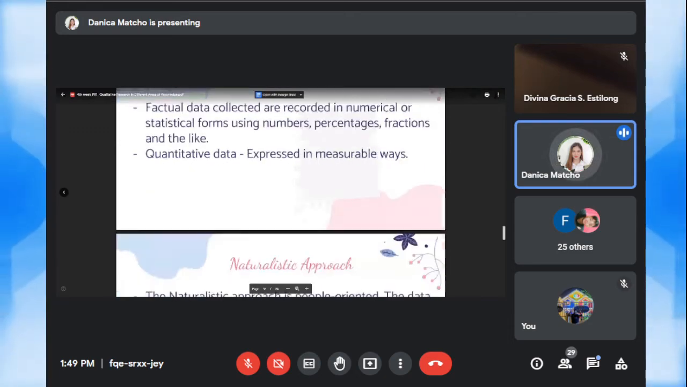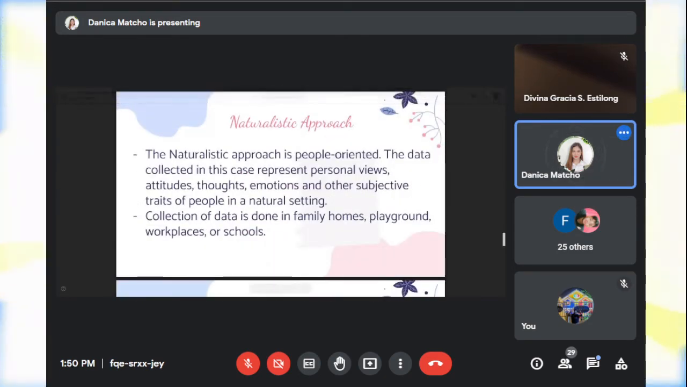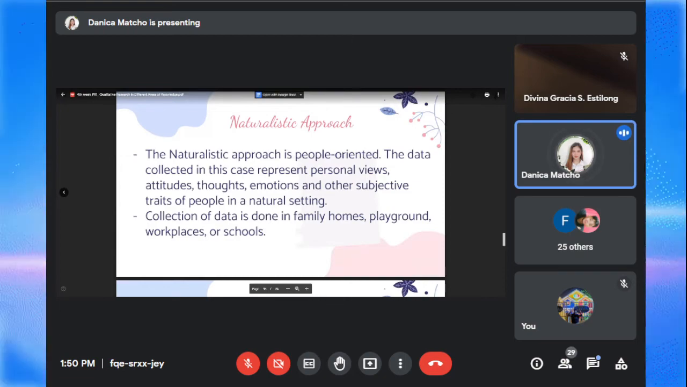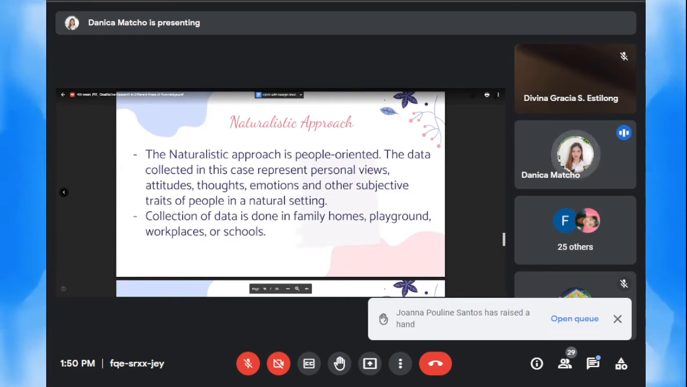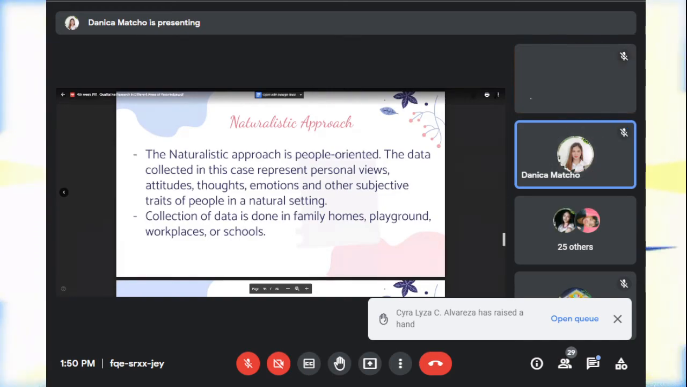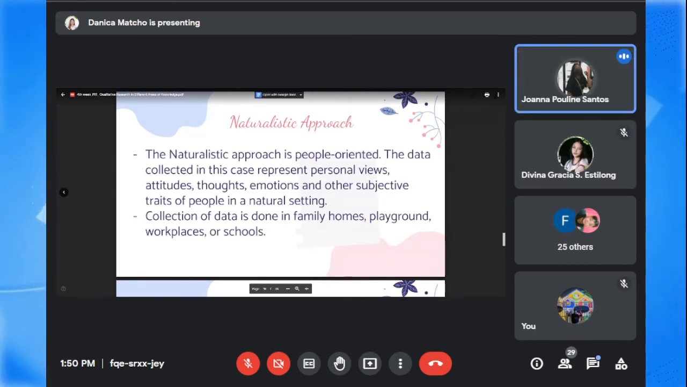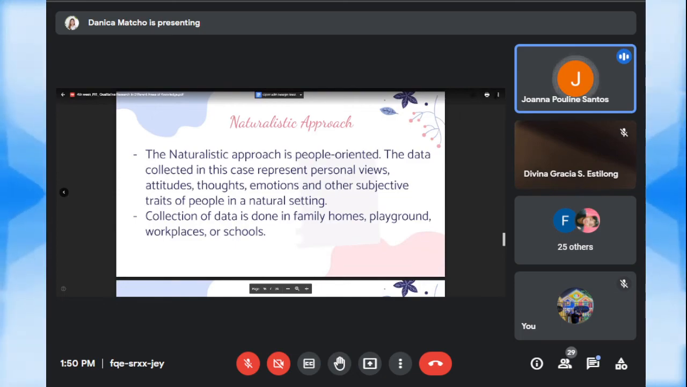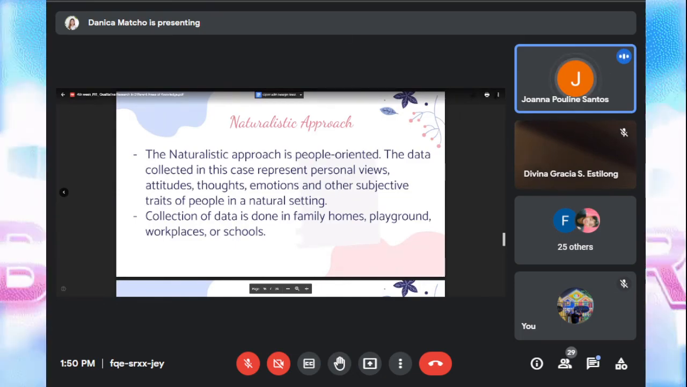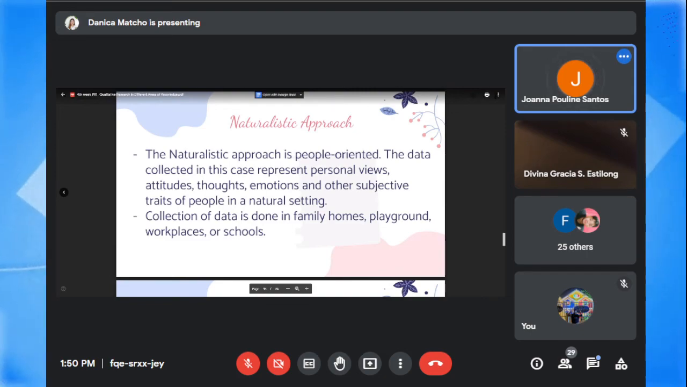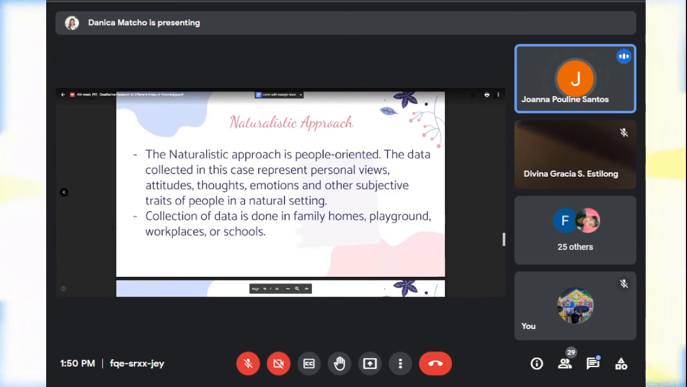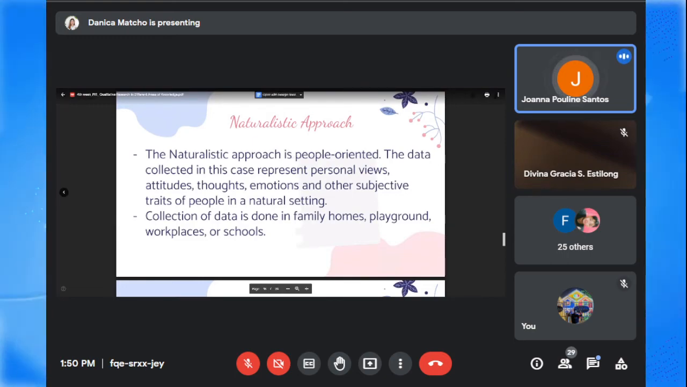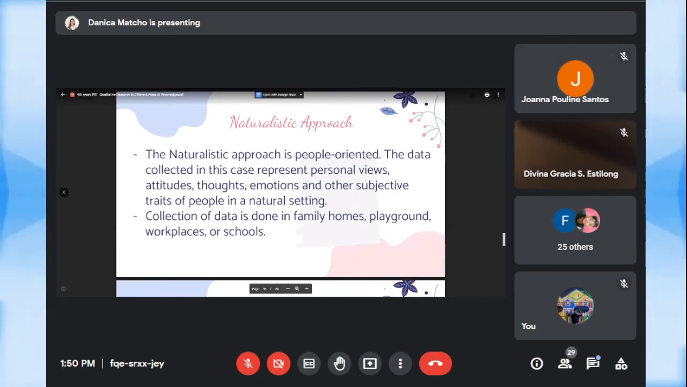Okay. Now let us proceed with the naturalistic approach. So who would like to read the first two definitions of naturalistic approach? Yes, Joanna? Naturalistic approach is people-oriented. The data collected in this case represent personal views, attitudes, thoughts, emotions, and other subjective traits of people in a natural setting. Collection of data is done in family homes, playground, workplaces, or schools.